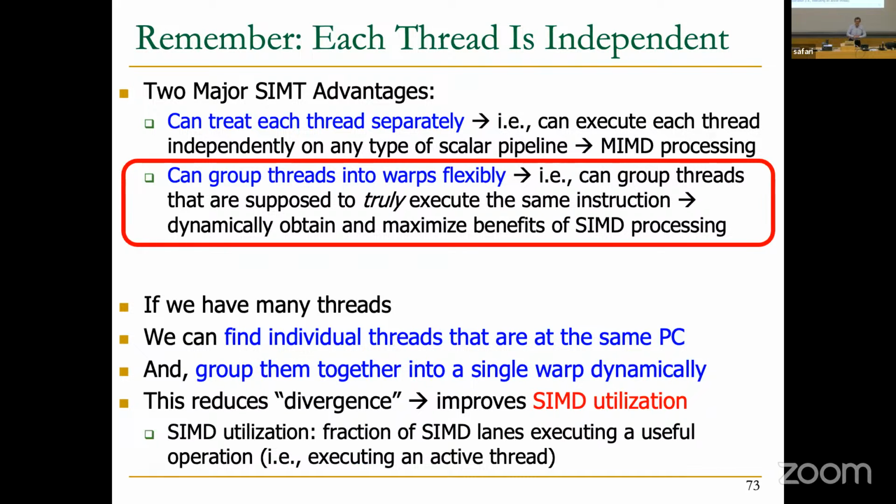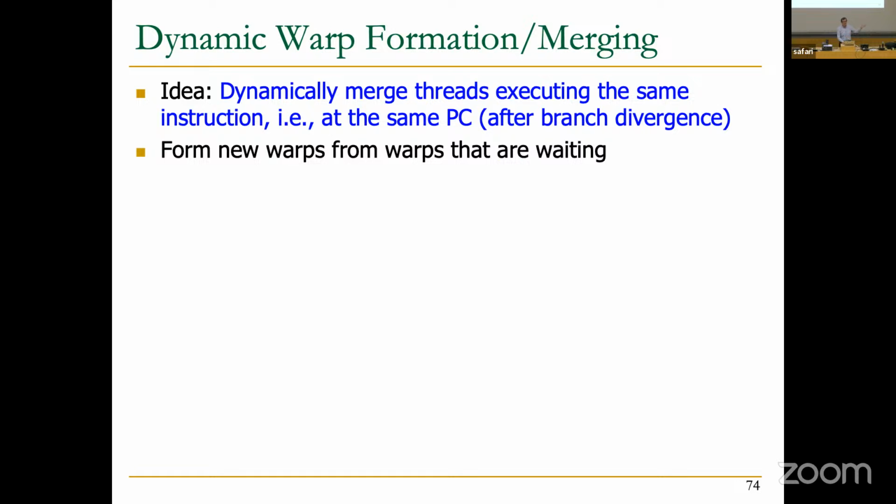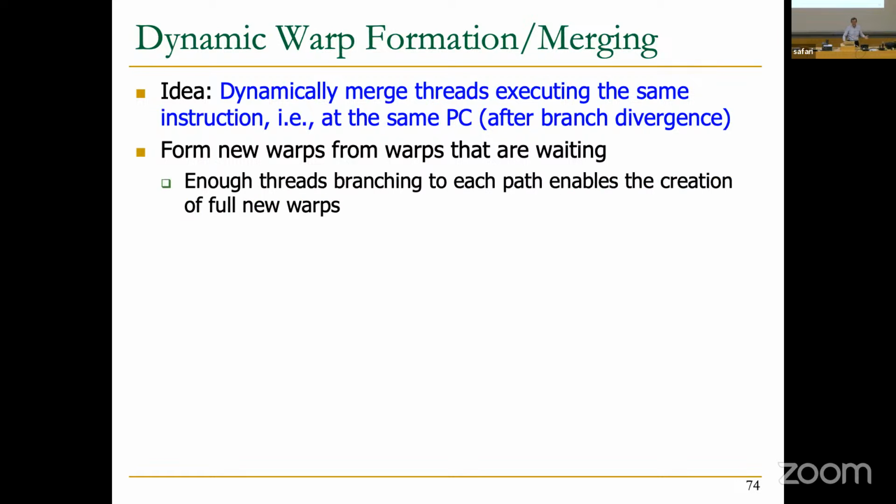Okay, SIMD utilization is essentially the fraction of SIMD lanes executing a useful operation, executing an active thread. An active thread is a thread whose mask bit is 1, who's really supposed to execute that program counter. So this is the idea of dynamic warp formation or merging. The idea is to dynamically merge threads executing the same instruction, in other words, at the same PC, for example, after branch divergence, but there could be other applications. Essentially, you form new warps from warps that are waiting. This is why you have a lot of warps that are waiting, and you can examine them. And enough threads branching to each path enables the creation of full new warps. Full new warps meaning a full warp is essentially a warp with 100% SIMD utilization. All of them are active.